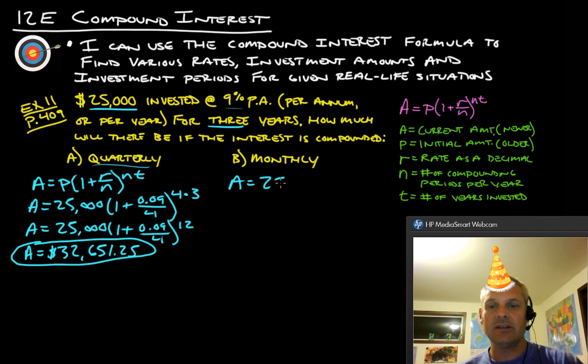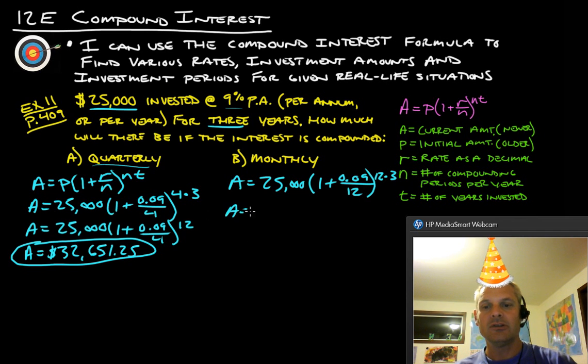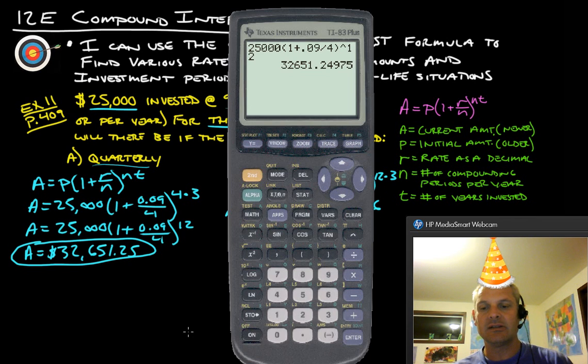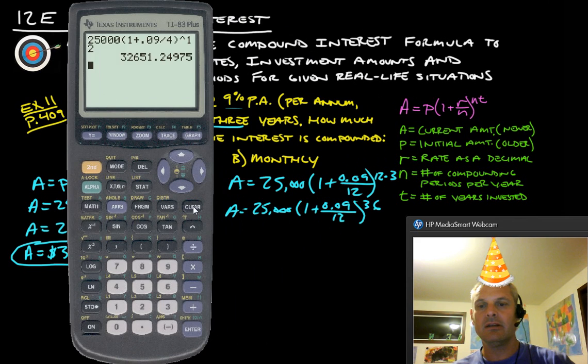Monthly. So we're going to take this 25,000, and then we're going to do 1 plus, the percent rate is the same, which is still 0.09. And now instead of compounding quarterly, 4 times, now we're doing monthly. So that means this is going to be 12, so this is going to be to the 12 times 3. So really what we want to stick into our calculator is 25,000 times 1 plus 0.09 over 12, all to the 12 times 3, which is 36. Okay, so we'll try that in our calculator.